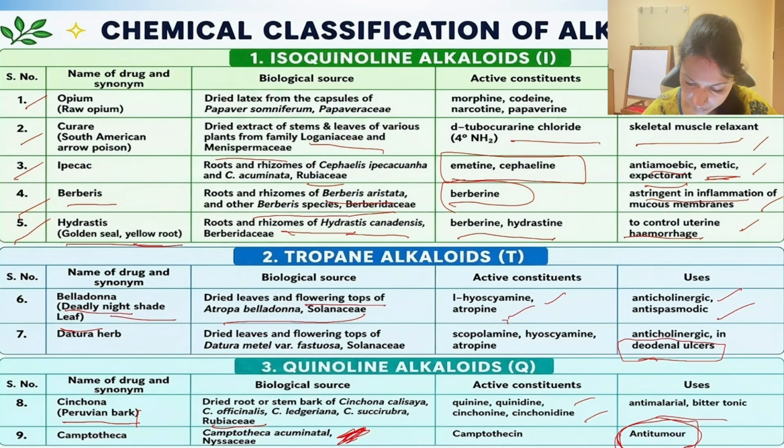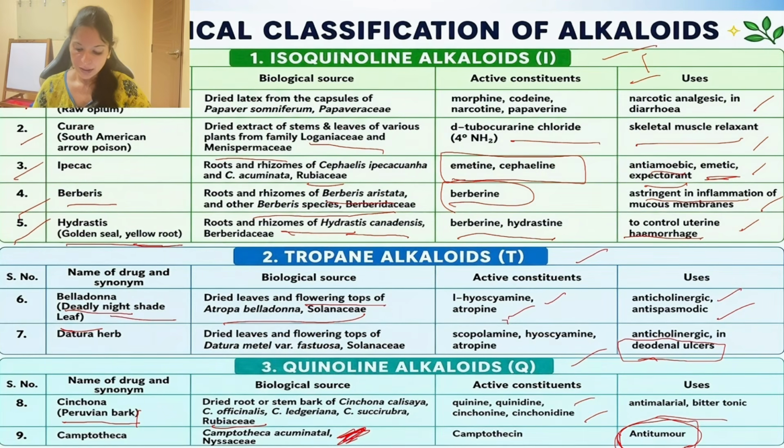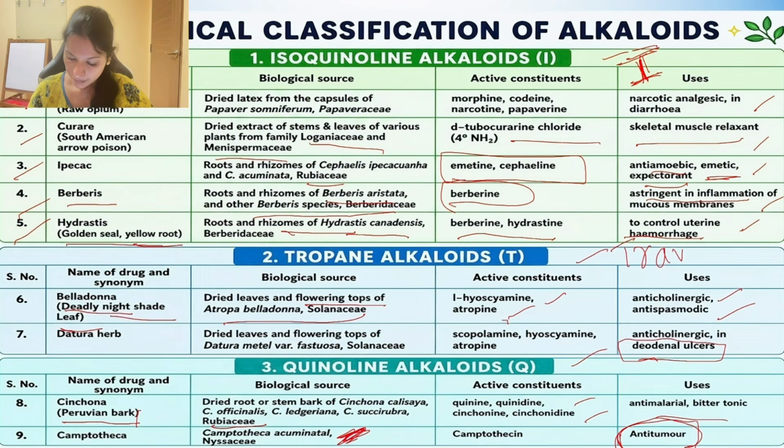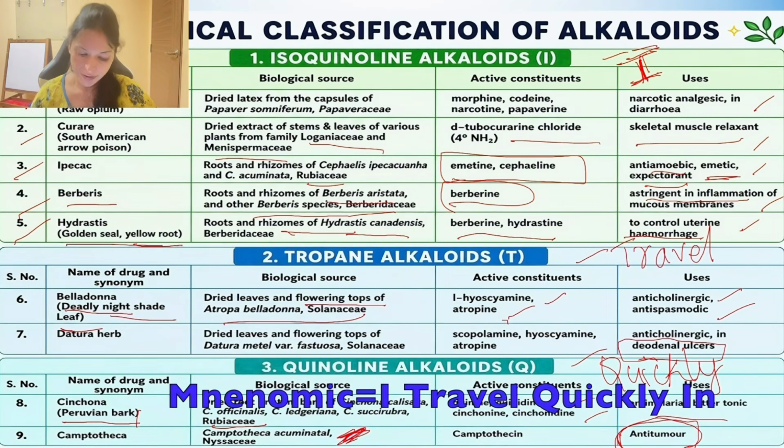The second one is our tropane alkaloids, as in travel, and quinoline, quickly. Okay, I travel quickly, for easy remembering. Isoquinoline is I, tropane is travel, quinoline alkaloids is quickly. In the next classes, we will directly see indole alkaloids.